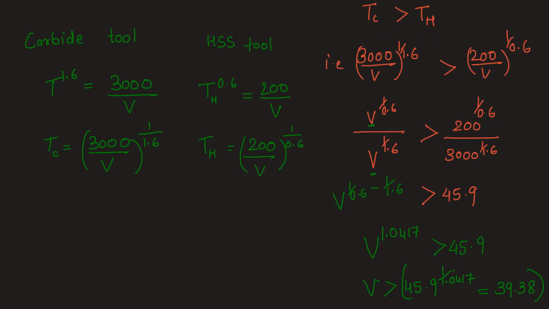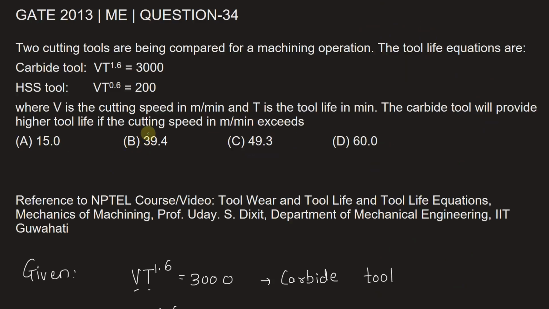Let's go back and mark the correct option. So 39.38, which is almost equal to 39.4, is given in option B. Option B is the correct answer. That gives us the cutting speed in meter per minute should exceed 39.4 for the carbide tool to provide higher tool life than the HSS tool.